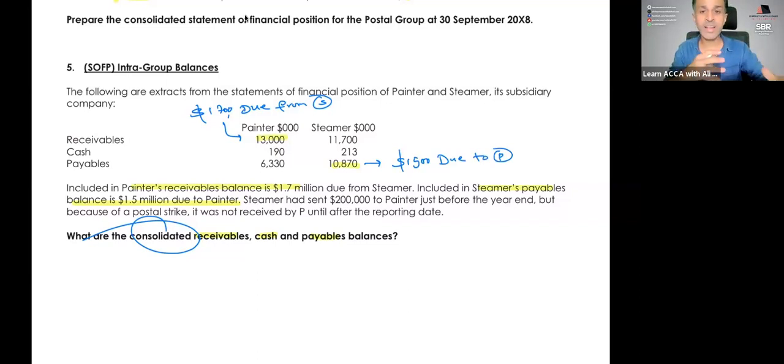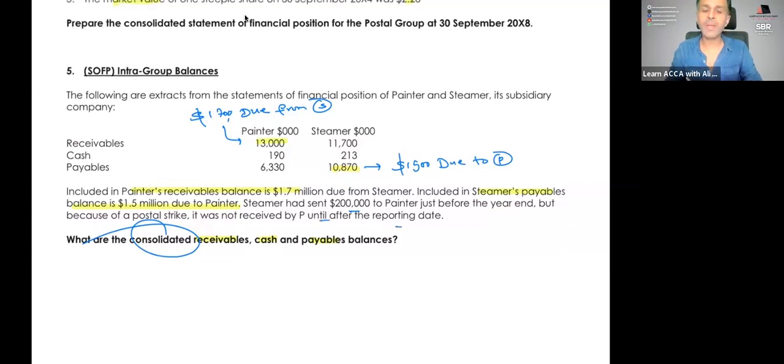And immediately you can see that the two of those balances, although they are intragroup, are not equal. What went wrong? Which side has got an issue? The $200 difference that we have found, which side has got an issue? Steamer had just sent a check of $200, same value, that difference. Steamer sent it before the year end, but because of some strike, postal, industrial, or whatever the nature of the strike was, it was not received by P until after the reporting date.